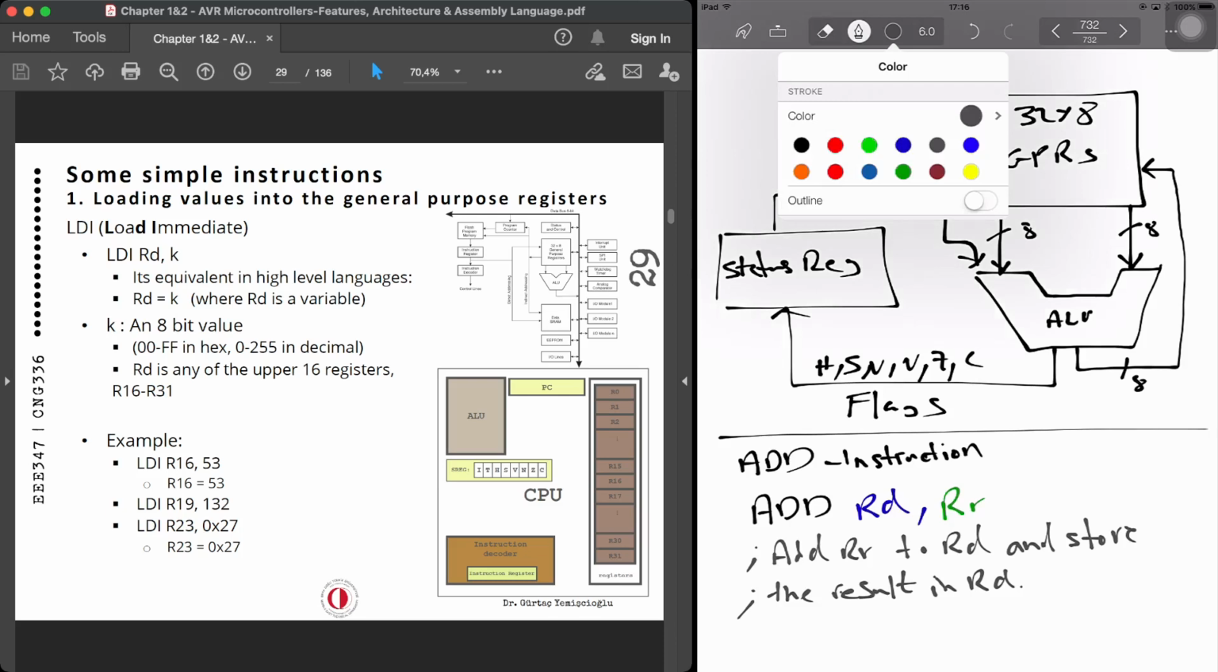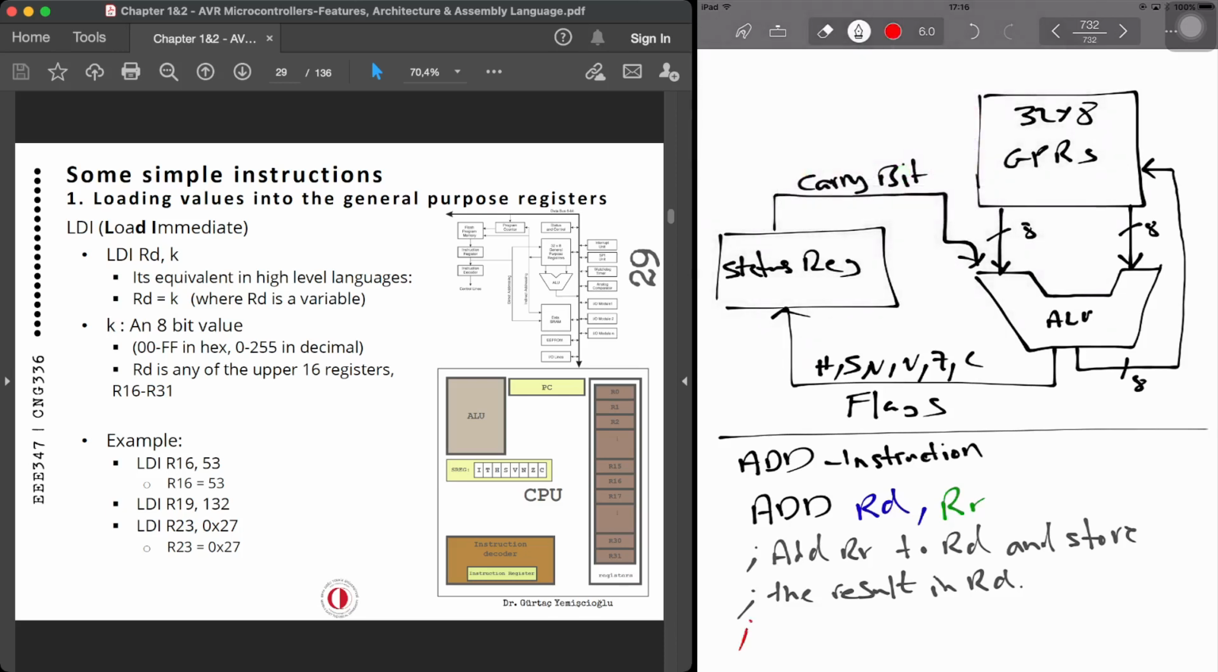In other words, I can say RD equals RD plus RR. This is the operation that the ALU is performing. Okay, so it's getting RD and RR, adding them together and storing it in RD.